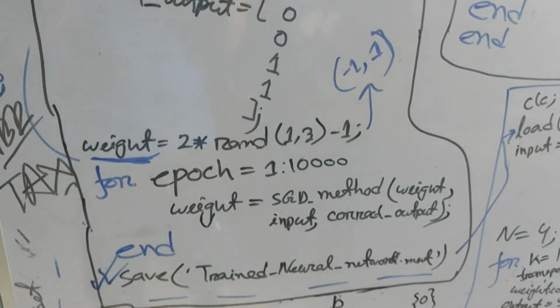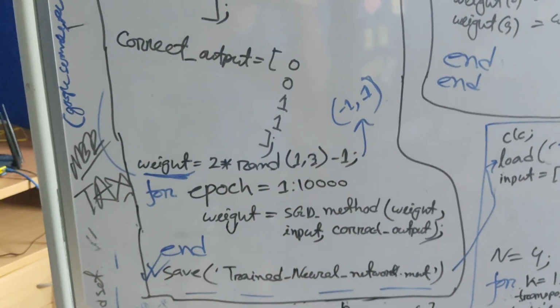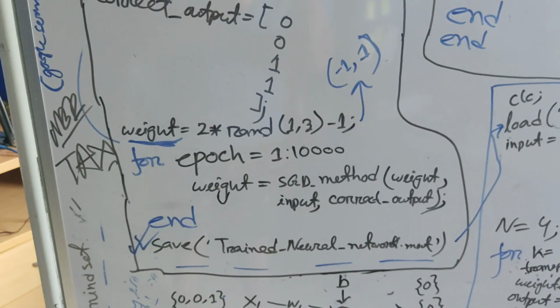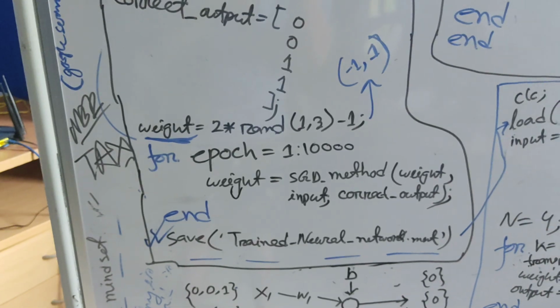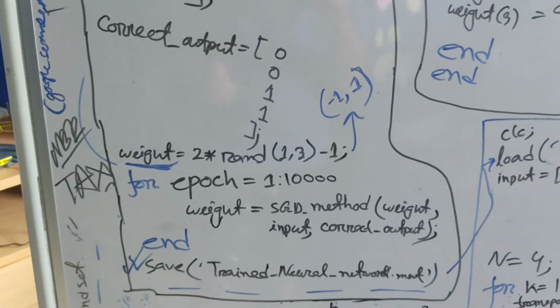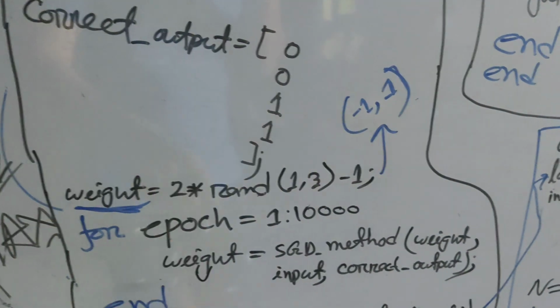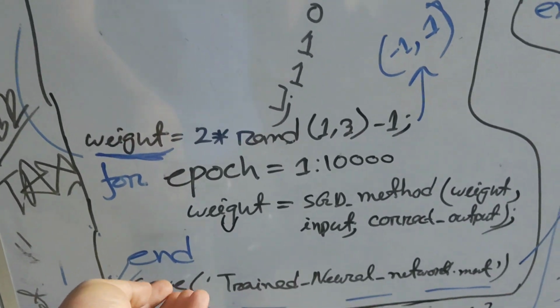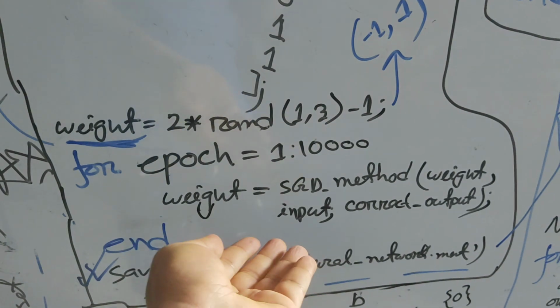Just stay with me. Each epoch means how many times we'll train our network. I give the input 10,000 times, so it will train that many times. How we'll train this is the main thing. We have to train the weight.